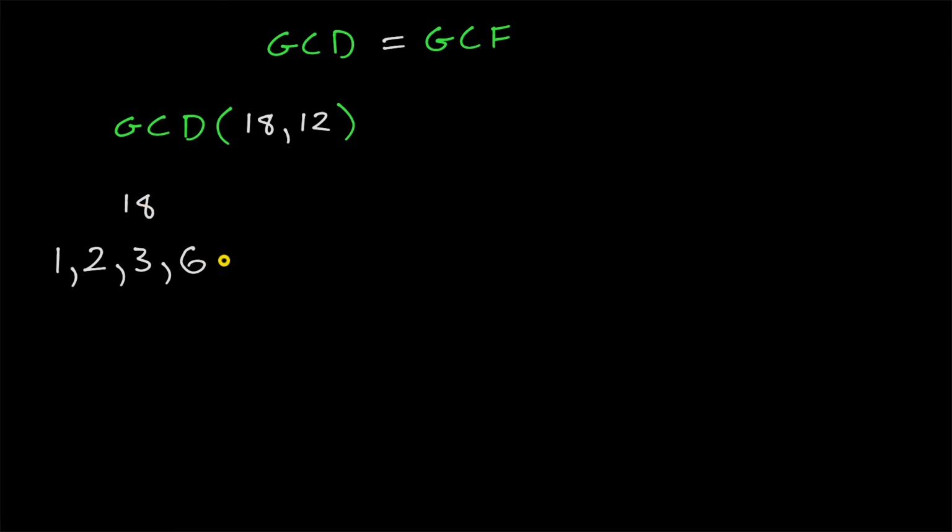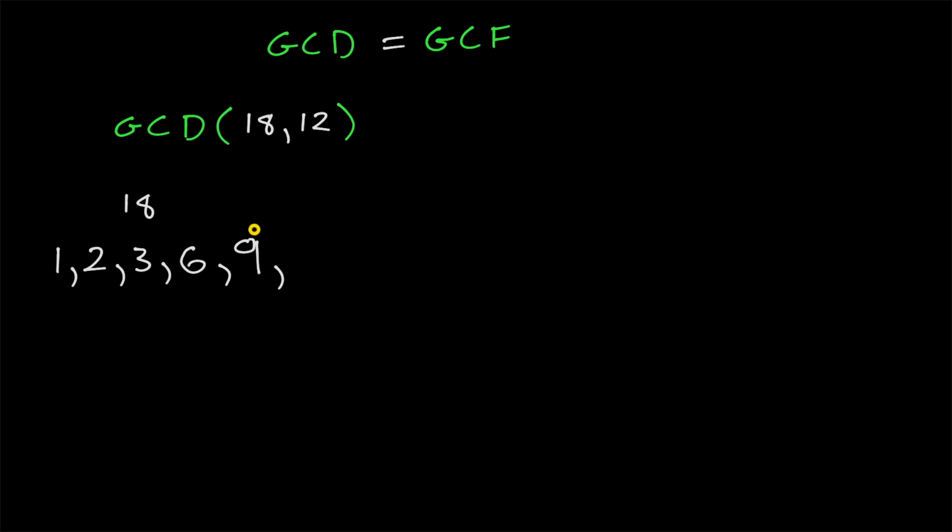What about 7? 7 does not divide 18. 8 does not divide 18. What about 9? Yes, 9 does divide 18. We already talked about that when we divided 18 by 2. 18 divided by 2 is equal to 9. Therefore, 18 divided by 9 must be equal to 2. And then, what about 10? 10 will not divide 18, 11 will not divide 18, 12 will not divide 18, etc.